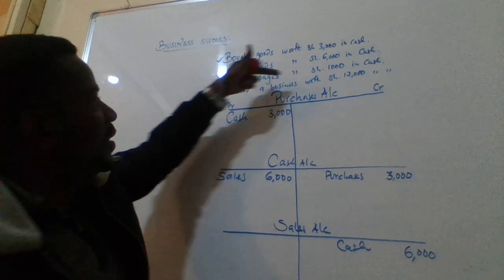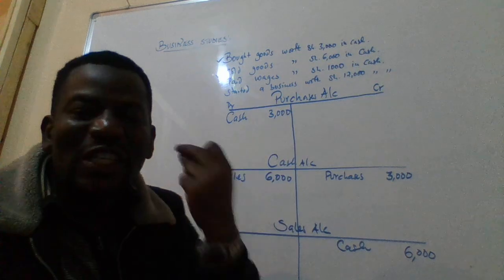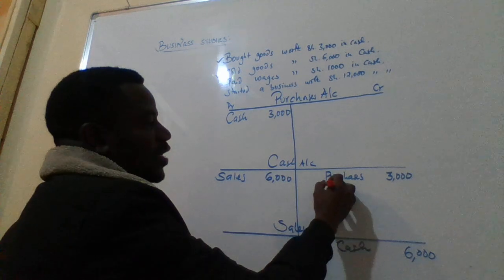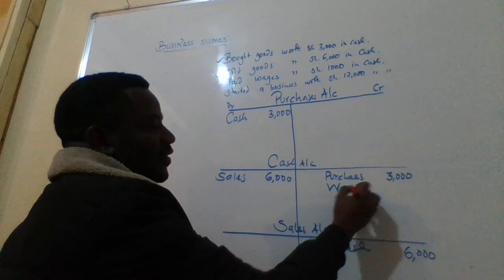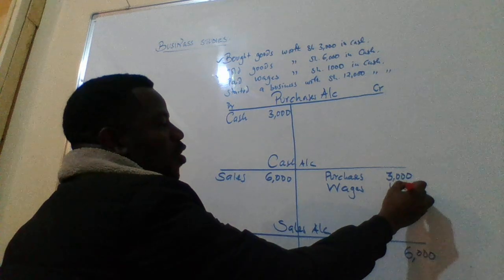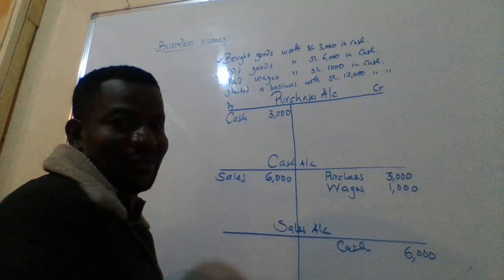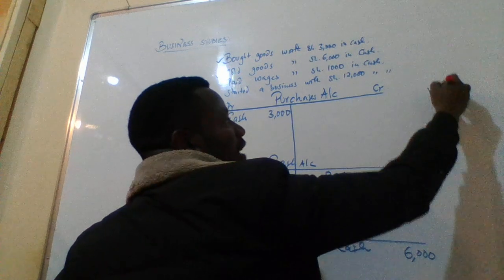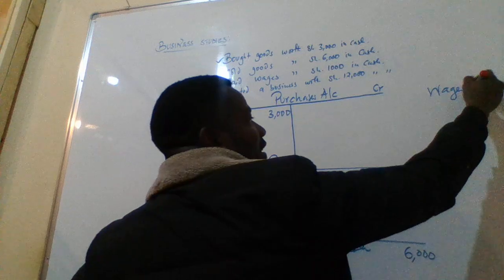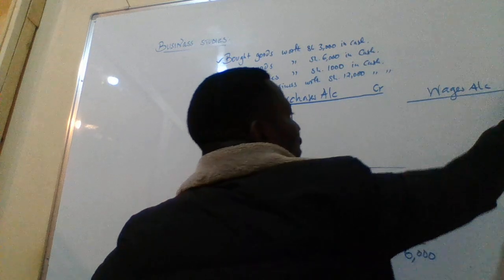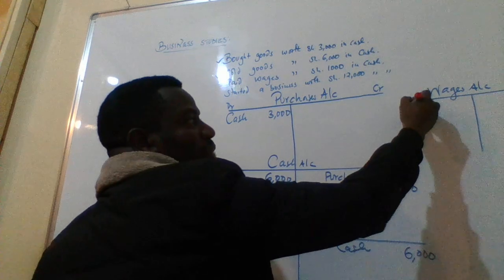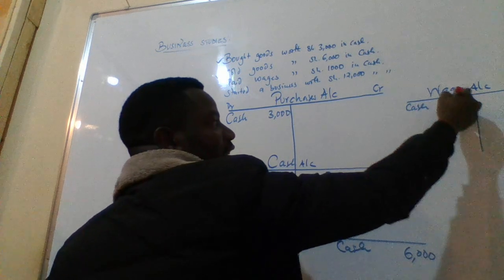We paid wages 1,000 in cash, which means cash has decreased. So go here, write wages 1,000. Because of my board, let me open just here. Open a wages account. Since cash has been credited, wages will be debited. Cash, 1,000.